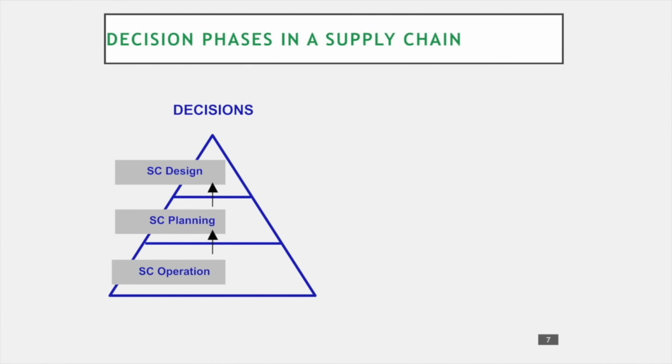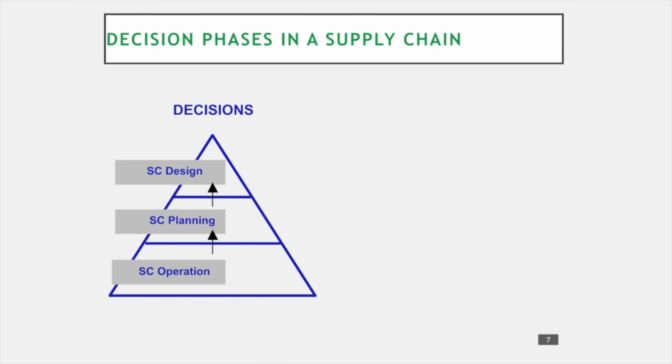There are broadly 3 decision phases in a supply chain, which are supply chain design, planning, and operations. If you look at the triangle, you may notice that the area for operation decisions is higher compared to planning. These are like day-to-day decisions that one needs to make related to the supply chain, and the number of these decisions obviously is much larger than what you would see with supply chain planning and design.